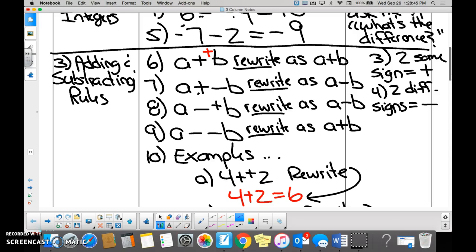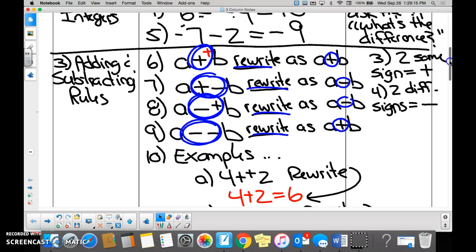Anytime you have two signs together, a positive and a positive, a negative and a positive, and a negative and a negative, you always do what? Rewrite. Okay? So a positive and a positive, you rewrite with just a positive. A negative and a positive, you rewrite with just a negative. A positive and a negative, you rewrite with a negative. And a negative and a negative, you rewrite with a positive.